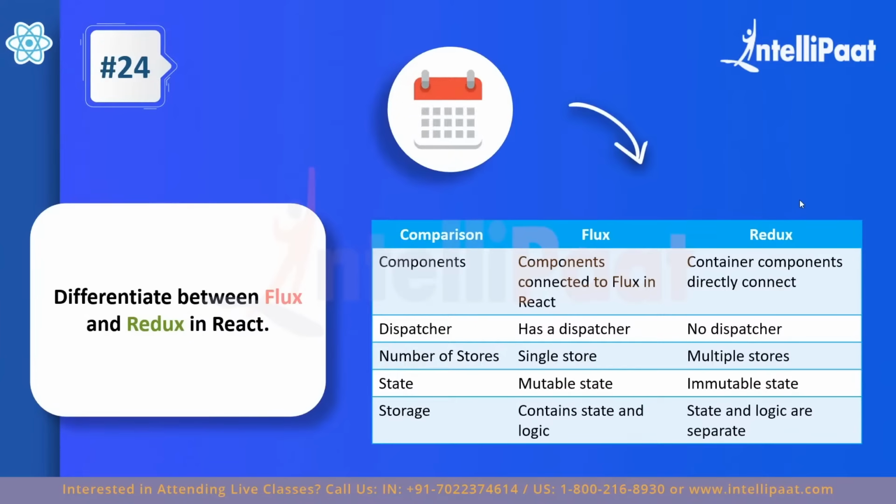So, when you think about the basic differences that exist between Flux and Redux, one is the presence of a dispatcher, the other one is the ability to have multiple stores, the data being mutable, the states being mutable more precisely, and then the separation in the storage of the states and the logic. So these 4-5 points are found to be the foundational differences between Flux and Redux in React.